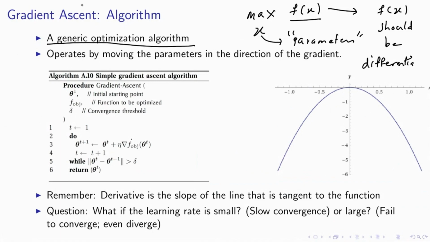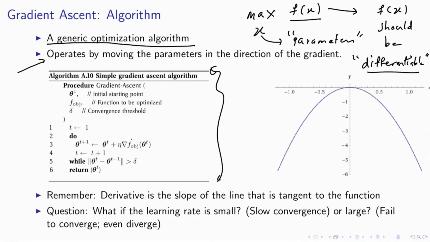And if it is differentiable, then you can use the gradient ascent procedure to find the local maxima, and in some cases global maxima, of the function. Okay. The idea is fairly simple. What you do is you compute the gradients and move the parameters in the direction of the gradient. Okay. Let me describe the algorithm to you.